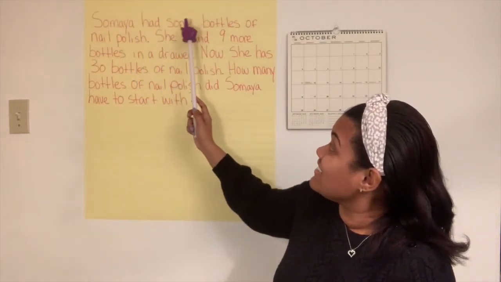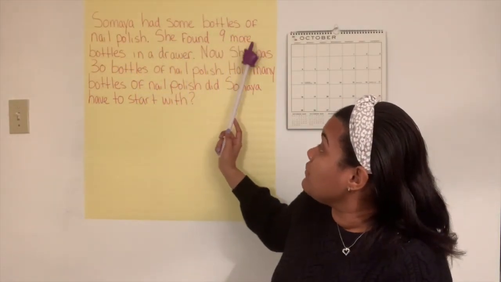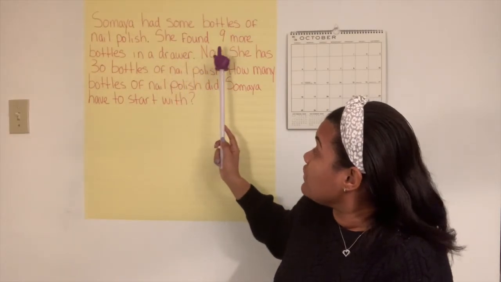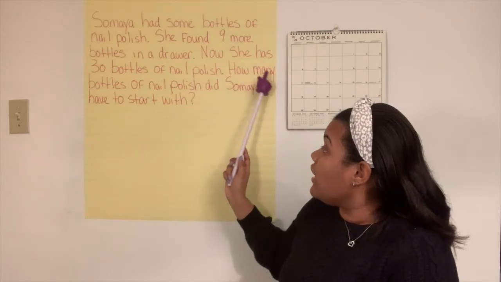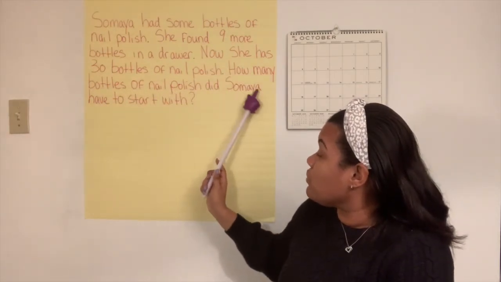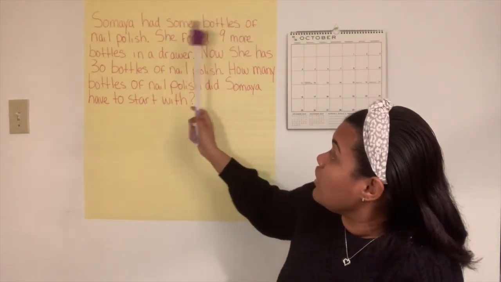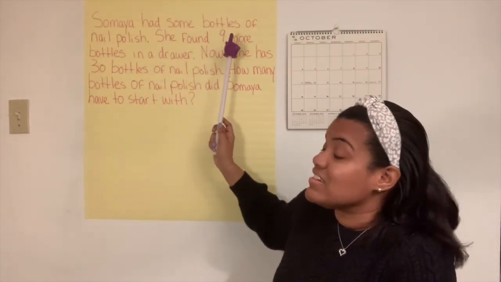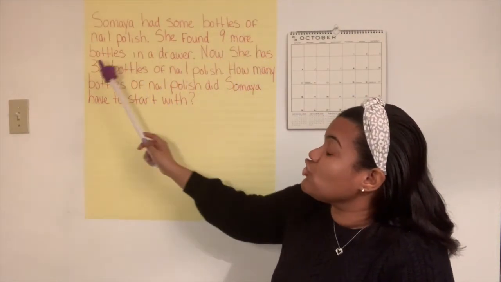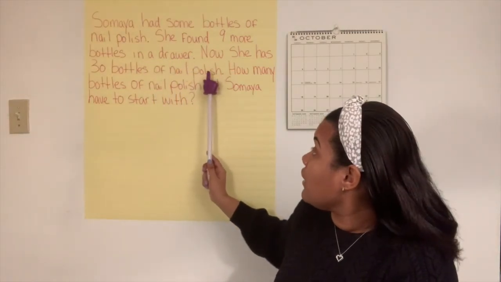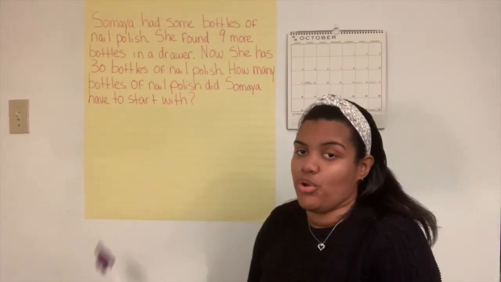So Maya had some bottles of nail polish. She found 9 more bottles in a drawer. Now she has 30 bottles of nail polish. How many bottles of nail polish did Maya have to start with? Maya had some bottles of nail polish. She found 9 more bottles in a drawer. Now she has 30 bottles of nail polish. How many bottles of nail polish did Maya have to start with?